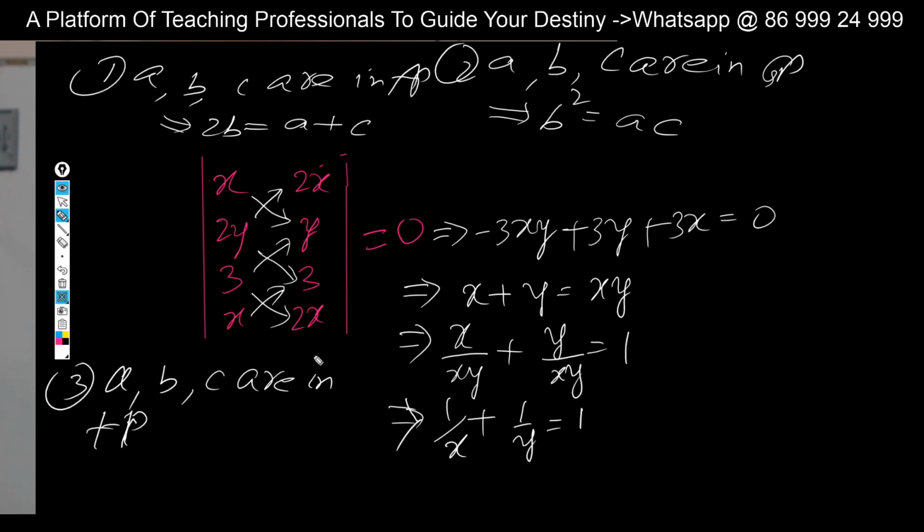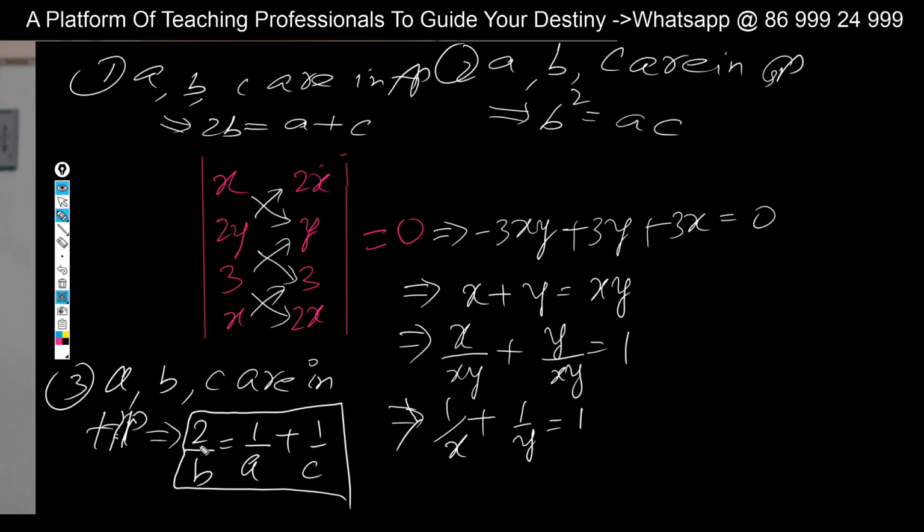Simply understand HP is the reciprocal of AP. If you write these terms as reciprocals 1 by A, 1 by B, 1 by C, then they are in AP. All the terms of HP, when you write the reciprocal, must be in AP. For this one, the condition will be the same. A becomes 1 by A, B becomes 1 by B, C becomes 1 by C. Then 2 by B is equal to 1 by A plus 1 by C is the condition.